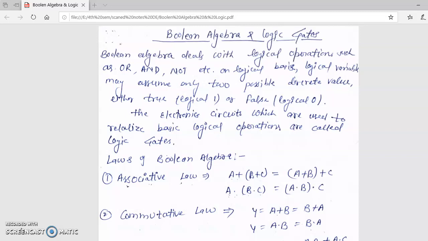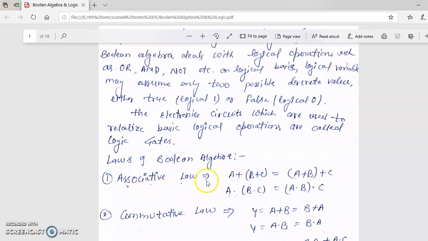Okay, let's start with the laws and basic theorems. Laws of Boolean algebra. Okay, first one is associative law. What is this? A plus B plus C. If there are three variables, the sum of three variables is right here. A plus bracket B plus C is equivalent to bracket A plus B bracket plus C. That is called associative law.